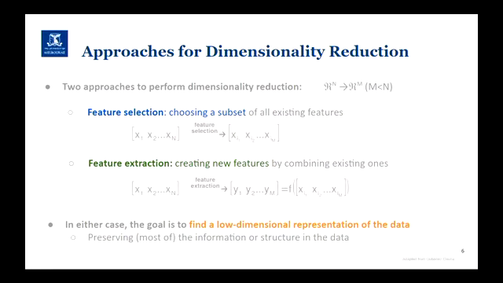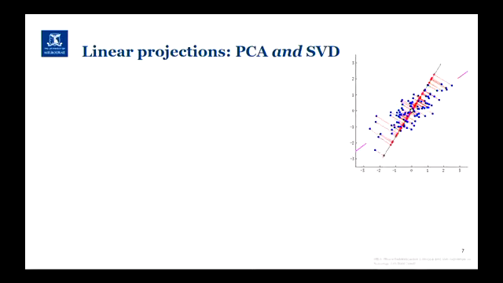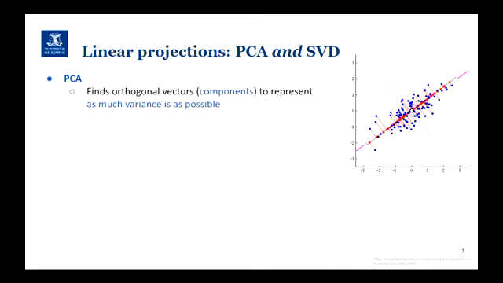So far, we talked about linear feature extraction, where we do a linear combination of the previous features to generate a new dimensional space. In either case, the main goal is to find a low-dimensional representation of the data, reducing noise and assisting data visualization and analysis. We focused on 2 linear projection algorithms, PCA and SVD. With PCA, we want to find orthogonal vectors that we call components to represent as much variance as possible in the data. Alternatively, we can interpret PCA as trying to identify a line.